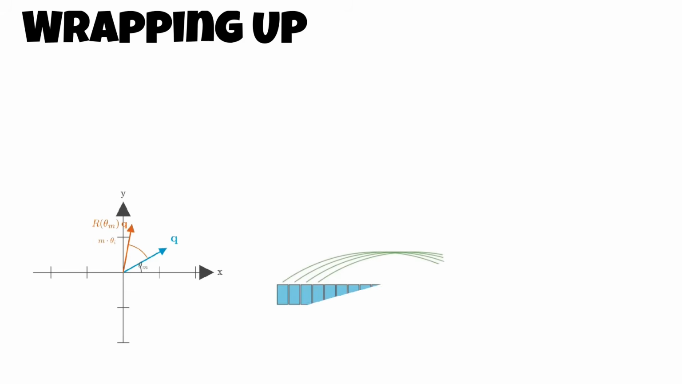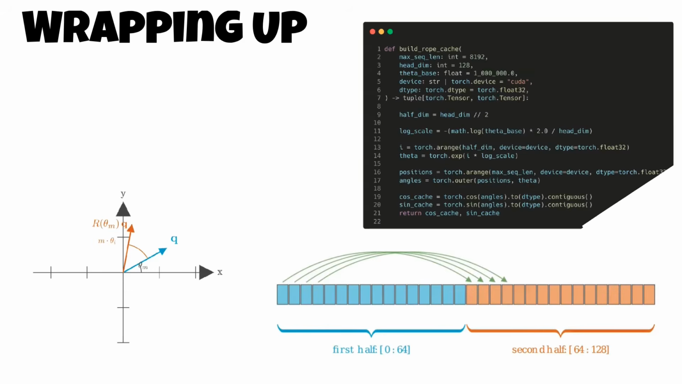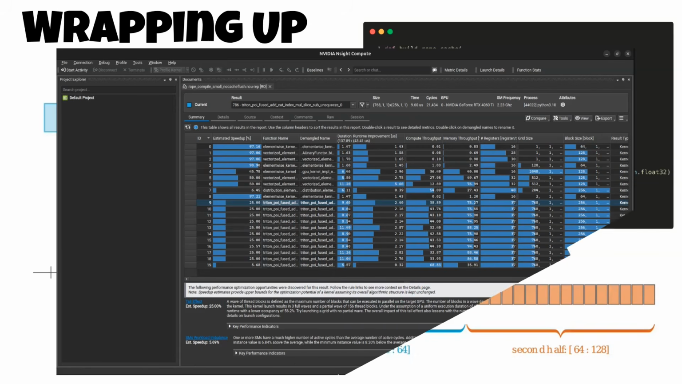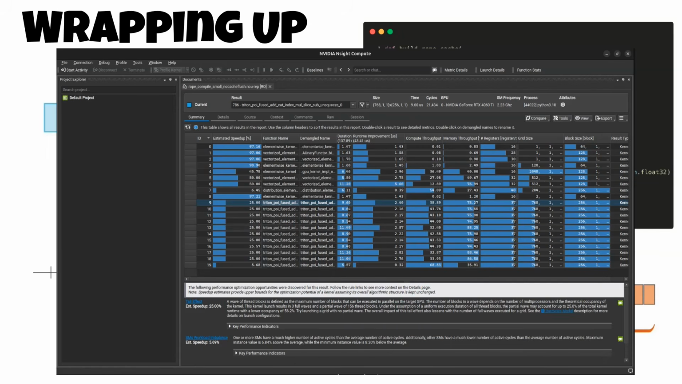So that's RoPE. It's not a huge amount of code, but it has several sharp edges. The pairing scheme, the cache precomputation, and the fact that only Q and K get rotated. Today we also did our first real hardware profiling. We chased down a benchmark anomaly using Nsight Compute and proved why we should never blindly trust the numbers without looking at the cache.